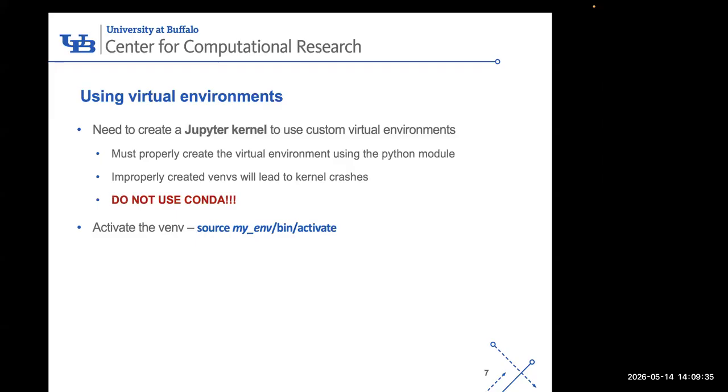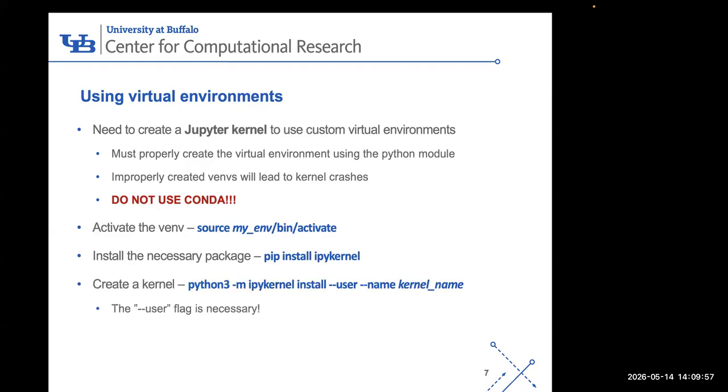The way that you would create the actual kernel, so first you want to activate your virtual environment, assuming you've already built it. In this case, we'll call it myenv. You'll do the standard source bin activate to get into your environment. Once you're inside, you'll want to pip install the ipykernel module. That'll allow you to build the kernel. And then you'll actually create the kernel with this command.